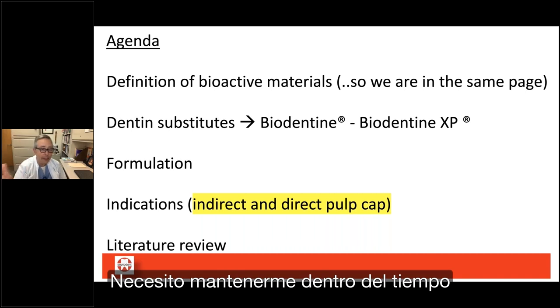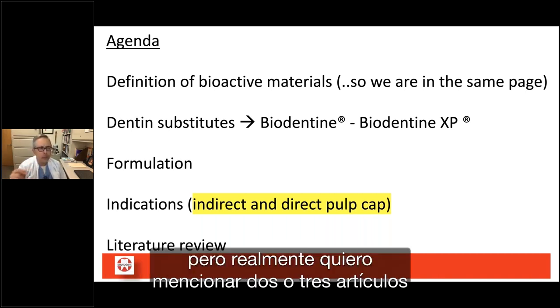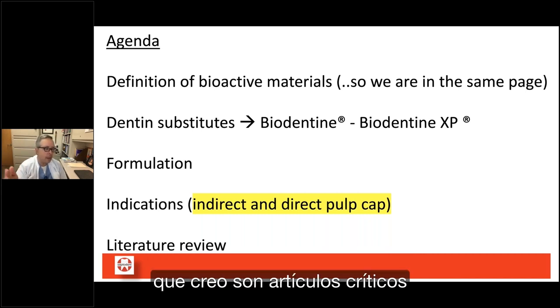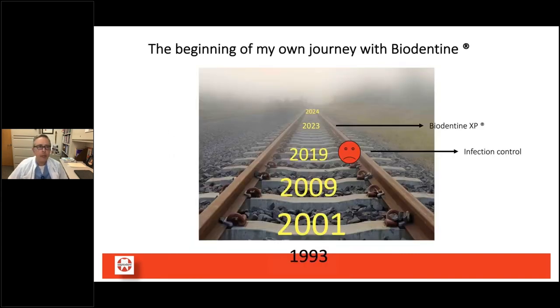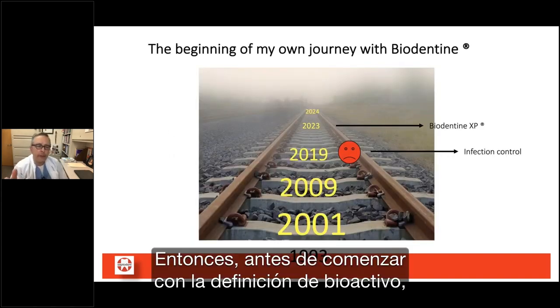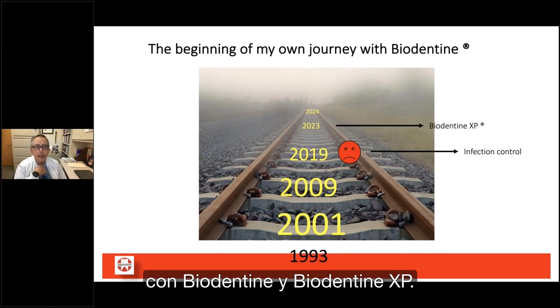I need to keep this within the time they allow me to talk, but I really want to mention 2 or 3 articles that I believe are critical to support Biodentine as a bioactive material. So before we start with the definition of bioactive, I just want one slide to share my own experience with Biodentine and Biodentine XP.